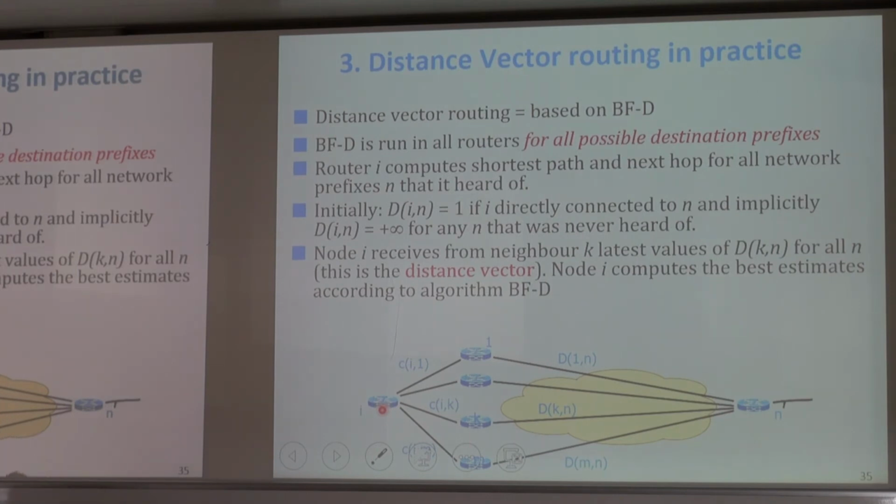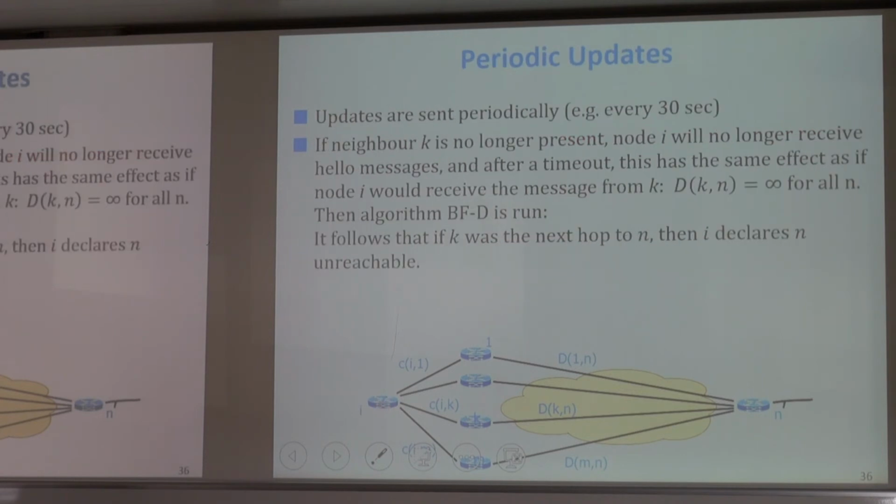Now, if we interpret it as a message passing algorithm, what is a router doing? It is sending to its neighbors the costs for all possible destinations. This is the famous vector of distances. This is why this is called distance vector routing. We pass messages which are the distance vectors. And by only passing these messages and running Bellman FD distributed, we converge to the correct shortest paths.